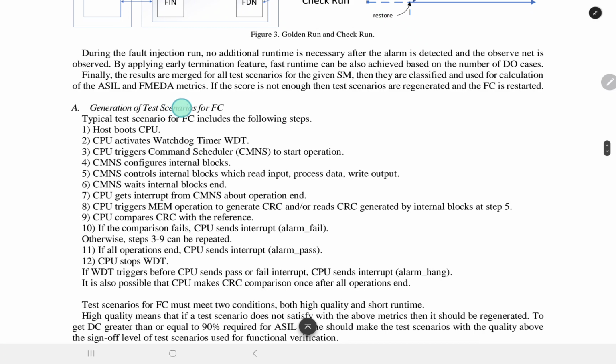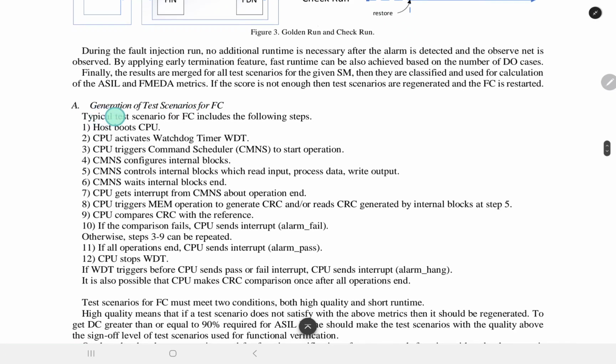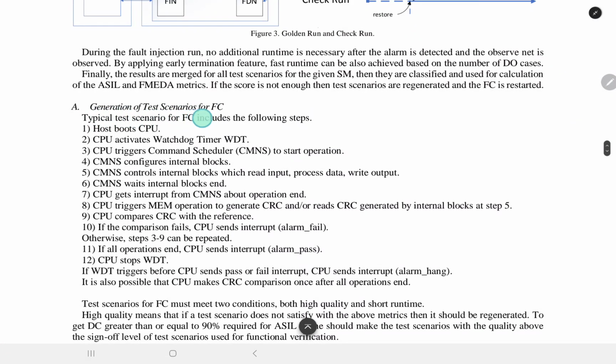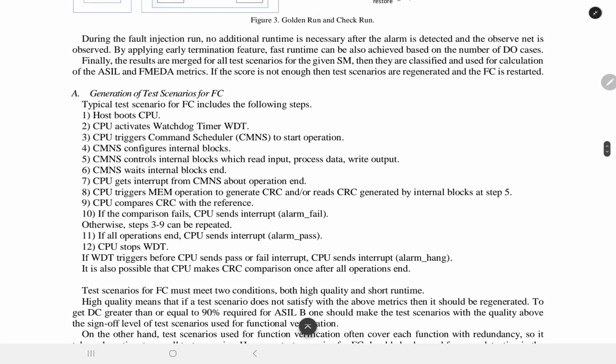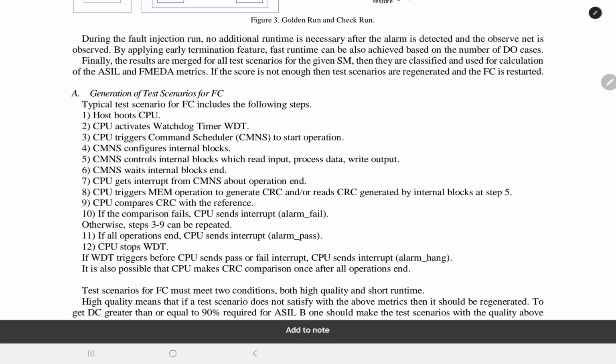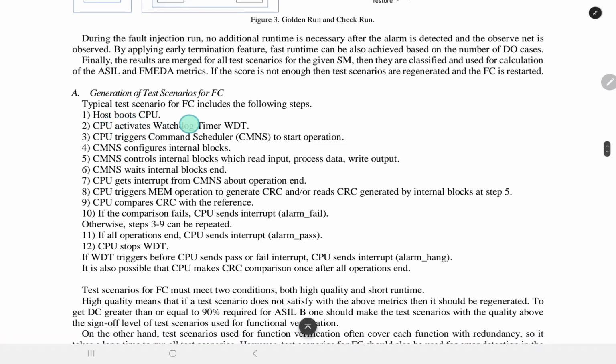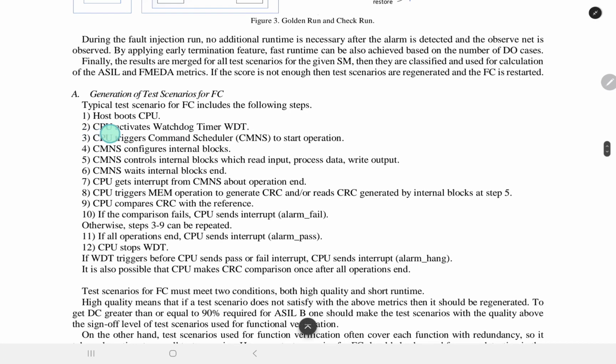A. Generation of test scenario for fault campaign. A typical test scenario for fault campaign includes the following steps. Step 1, post-boot CPU. Step 2, CPU activates watchdog timer WDT. Step 3, CPU triggers command scheduler CMNS to start operation. Step 4, CMNS configures internal blocks.